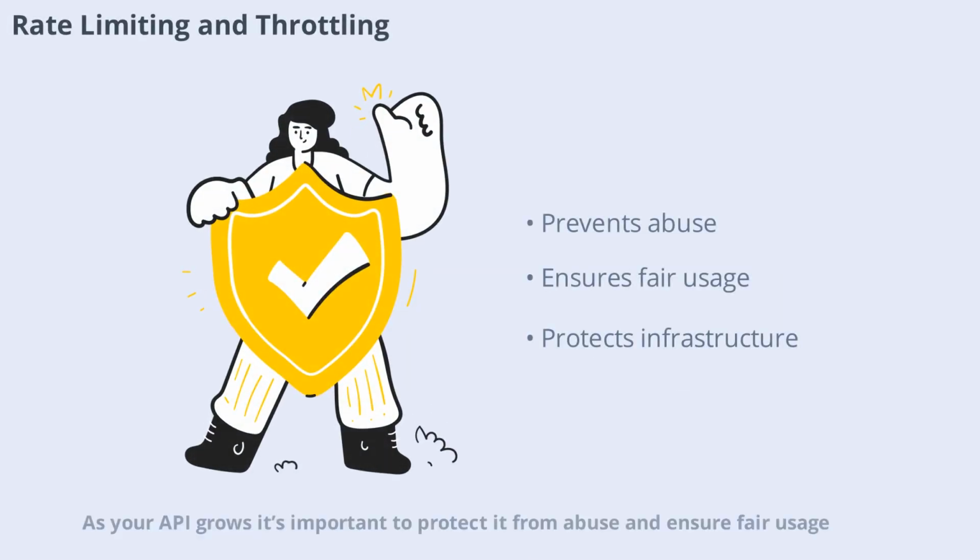As your API grows, it's important to protect it from abuse and ensure fair usage. Rate limiting and throttling are techniques that restrict how many requests a user or client can make in a given time period. This prevents any single user from overwhelming your API and helps maintain consistent performance for everyone. Implementing rate limits can also protect your infrastructure from malicious attacks or accidental spikes in traffic.